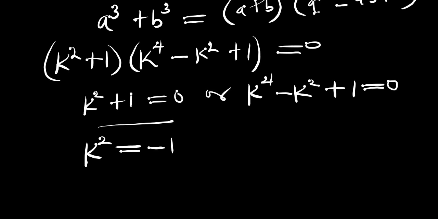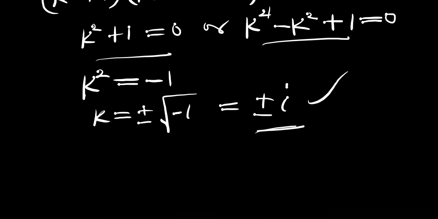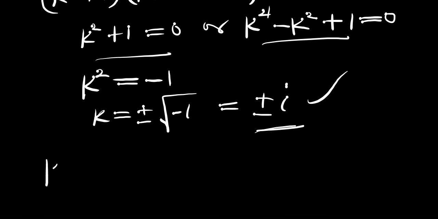So we take the square root of both sides. We are going to have k equals plus or minus square root of negative 1, and this equals plus or minus i, because square root of negative 1 is i. So we have plus or minus i. Now let's solve this for another complex solutions. So we are going to have k power 4 minus k squared plus 1 equals 0.